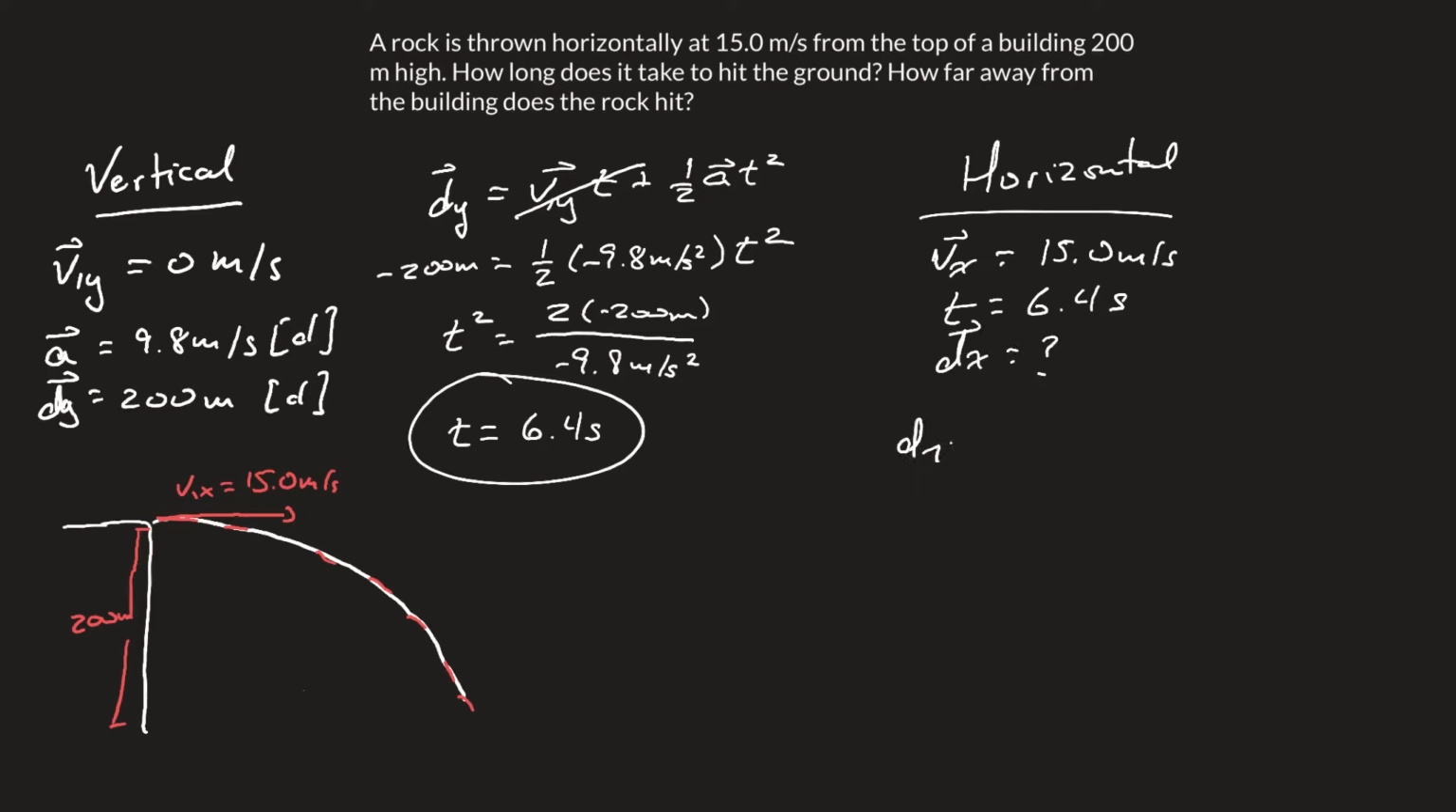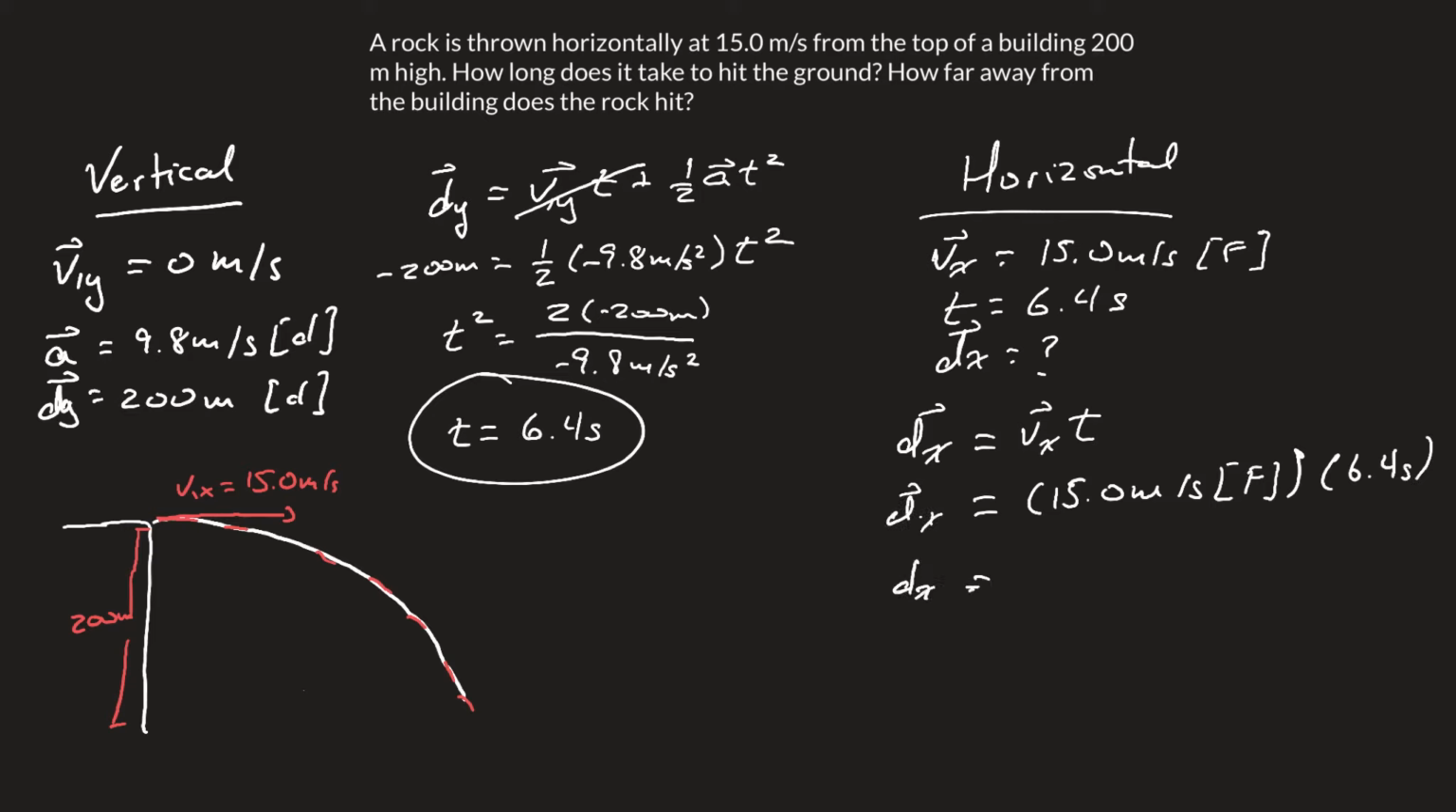So we can use our equation that displacement is going to be velocity times time, and this velocity is in the forward direction, or you could say in the right direction, depending on how you've drawn your picture. That gives us 15.0 meters per second in the forward direction times 6.4 seconds. That leaves us with a horizontal displacement of 96 meters forward. So it's going to be positive.